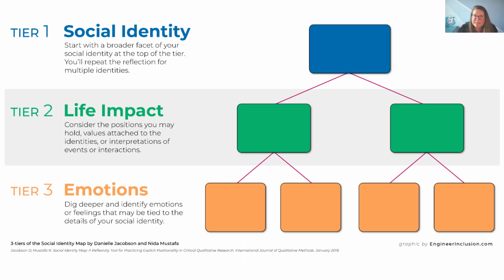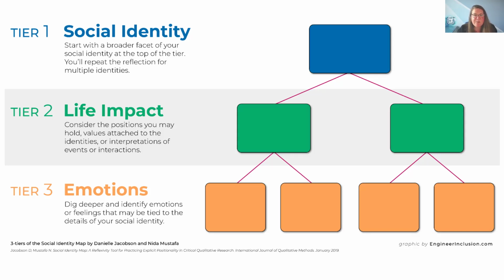So the first step is that you select an identity. For me, I might start with gender. So I am a woman, and you would write that in that top box. And then you start to reflect on the life impacts. How has my gender as a woman affected my life? What opportunities or challenges did it create for me? What values are tied to it?